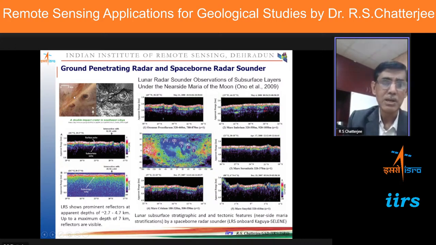See here, this is an optical image of a double impact crater in southeast Libya. The same area, if you see in a radar image, how they are different. They have a subdued appearance in the optical image, but here the geometry, their expression is so prominent, isn't it? So with this, I will close.